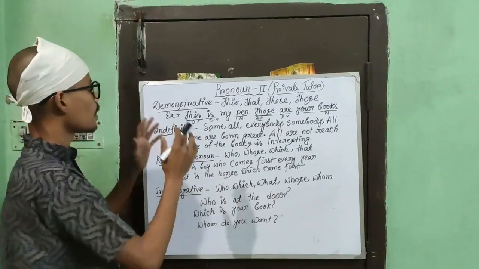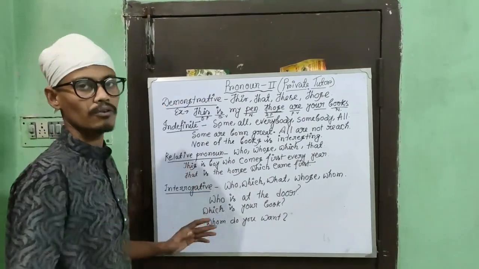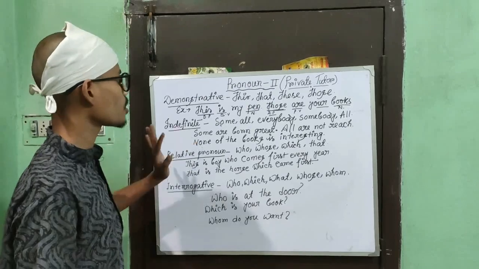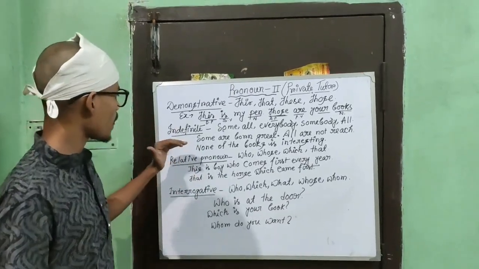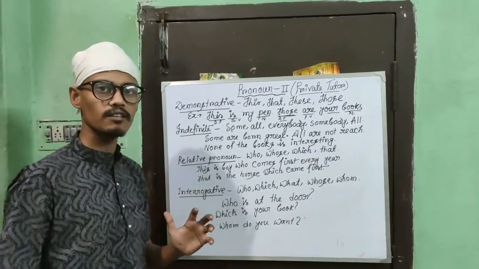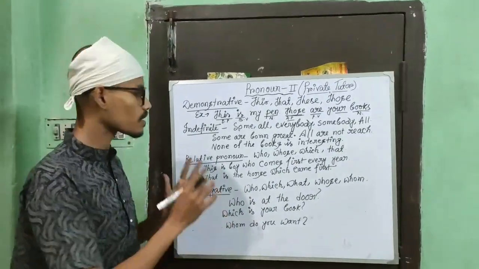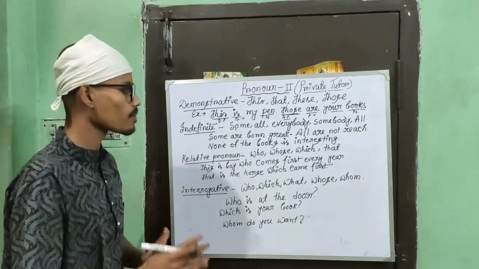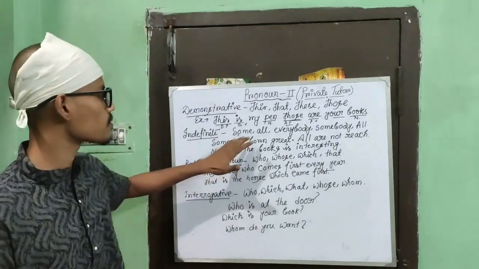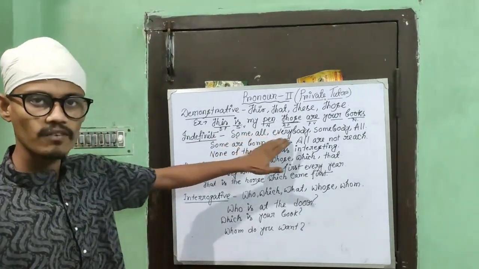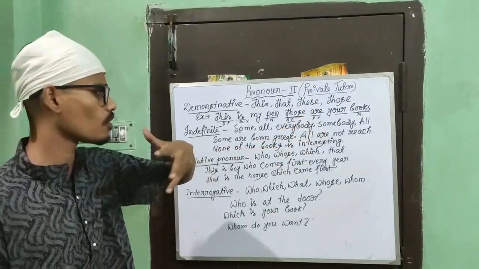So after understanding the demonstrative pronoun, we will move forward to indefinite pronoun. So as the name says, indefinite, it means that it suggests things in general. It does not indicate things in particular. Okay, so the examples are some, all, everybody, somebody, none, and there are lots more.